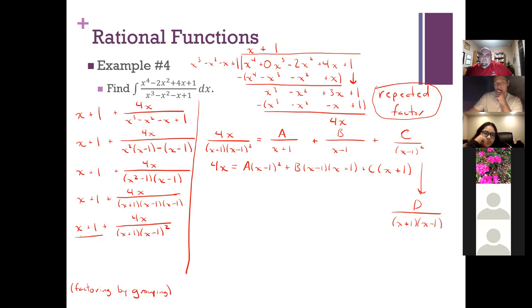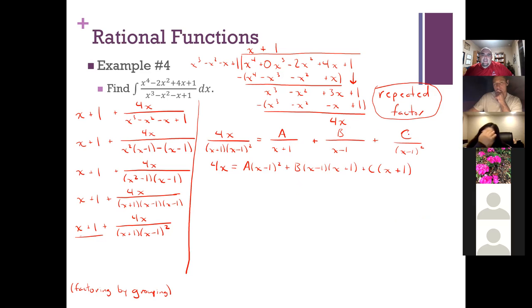Right, but what I'm asking is, why wouldn't it be C over x minus 1 and D over x plus 1, not D over x plus 1 times x minus 1? Okay, so right now I think we have all of our factors covered, because in the x plus 1, there's only one of those. That's pretty simple.